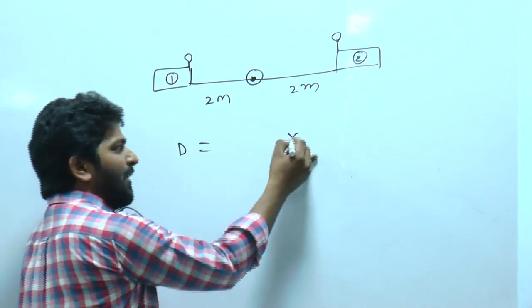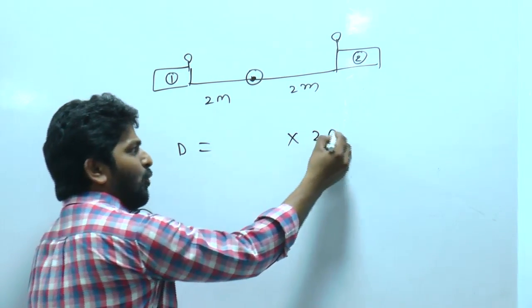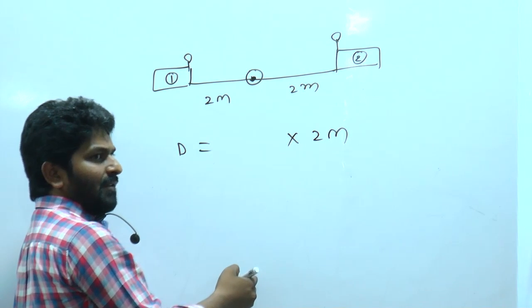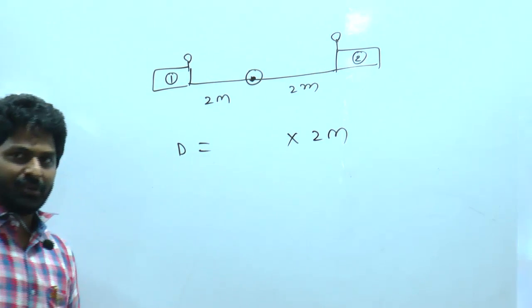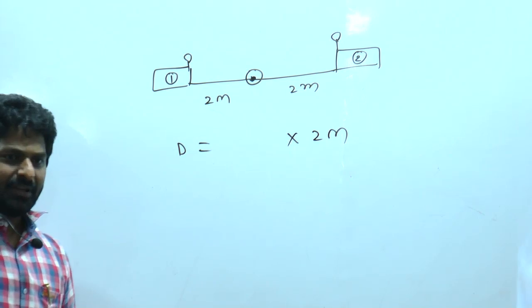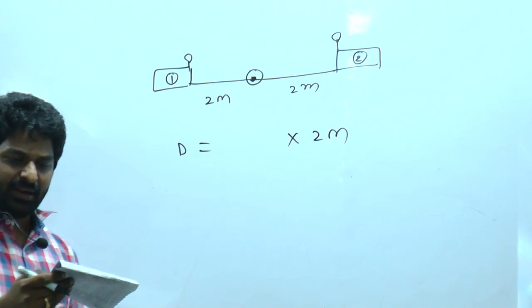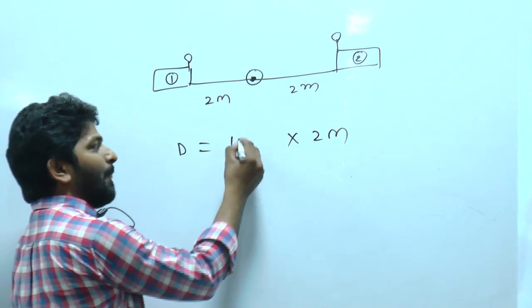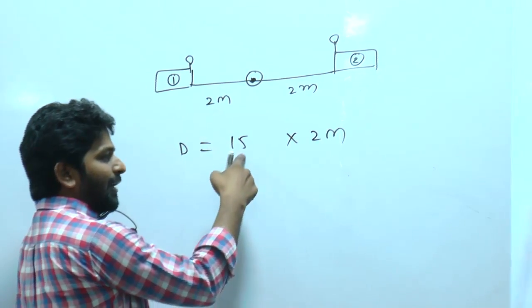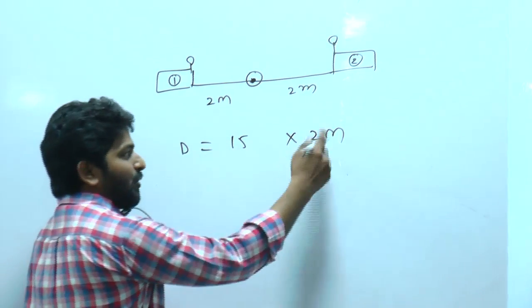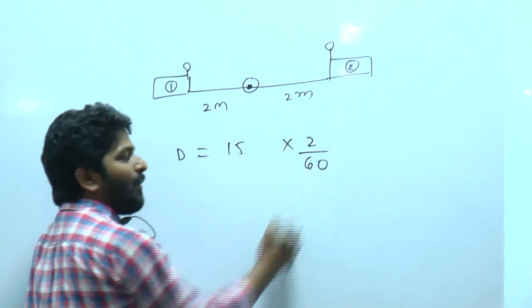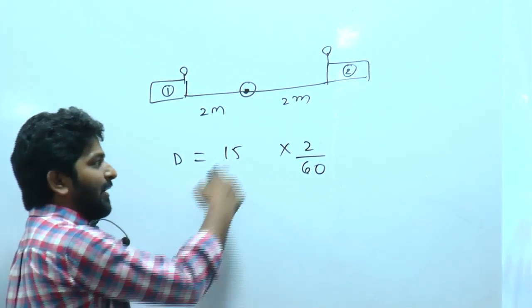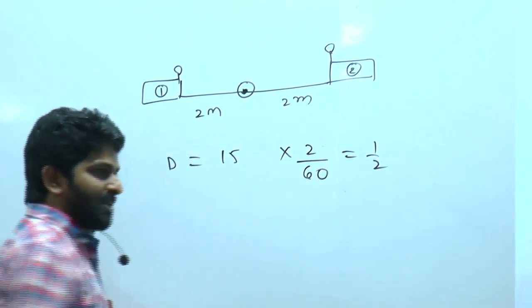Distance is equal to speed into time, in 2 minutes. When they are moving opposite to each other, the relative speed becomes S1 plus S2. How much is that? 15 km per hour. So 15 km per hour, and convert the time to hours: 2 minutes by 60, which is 1 by 30. That's it.